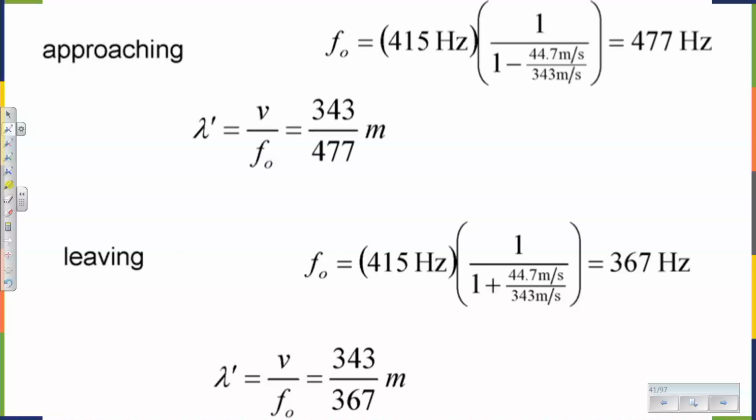So, any questions? Here we also have calculation of those wavelengths. One is in front of the source and second is behind the source. We can see the difference. How do we calculate the wavelength? Well, it's speed over the frequency.